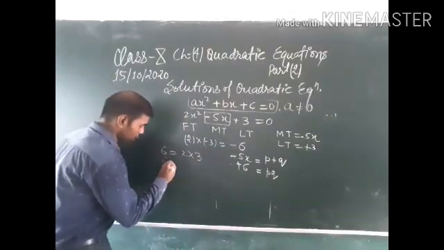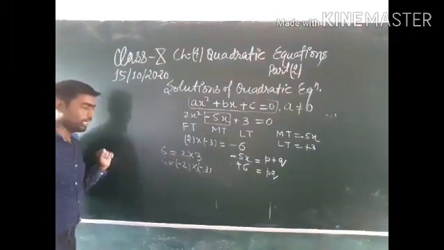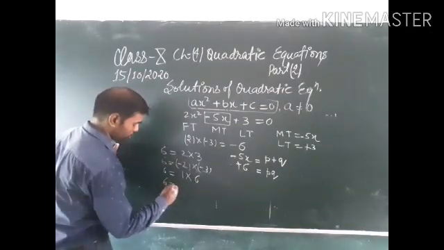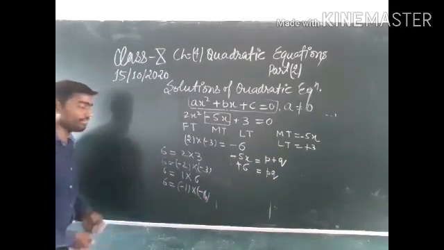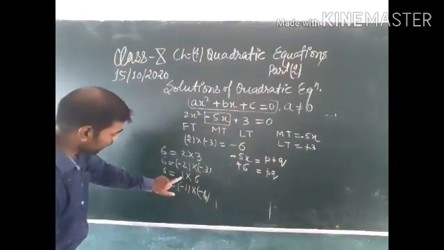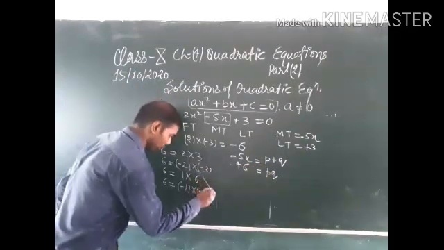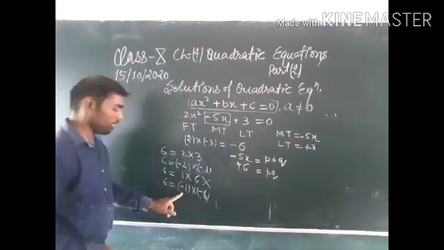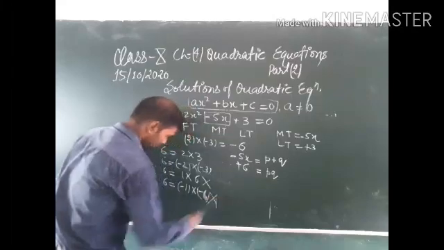The factors of 6 are also −2 into −3, 1 into 6, and −1 into −6. Which values can we take? 1 into 6 gives 1 plus 6, which is 7, so we cannot take this. And −1 plus −6 is −7, so this cannot be taken either.